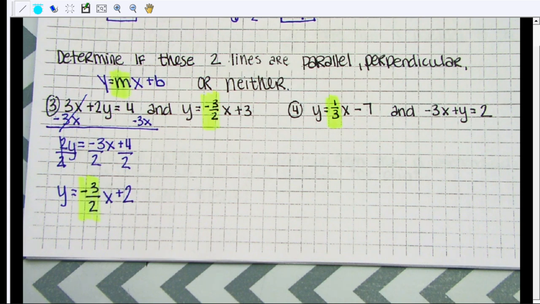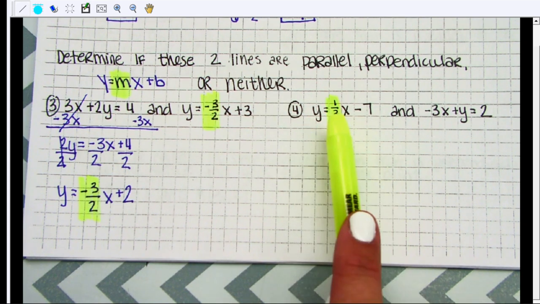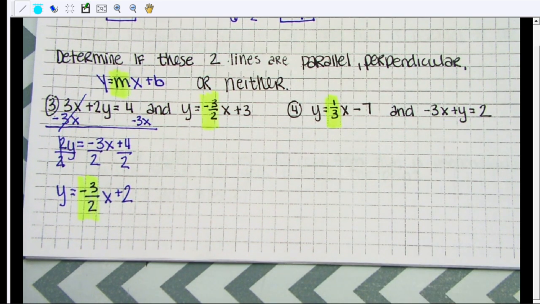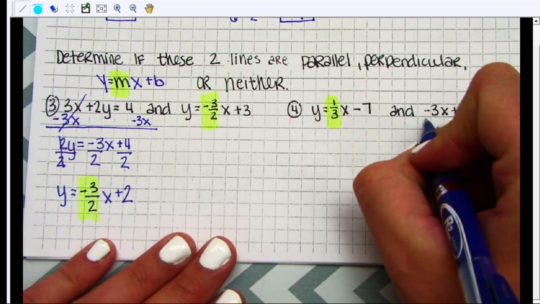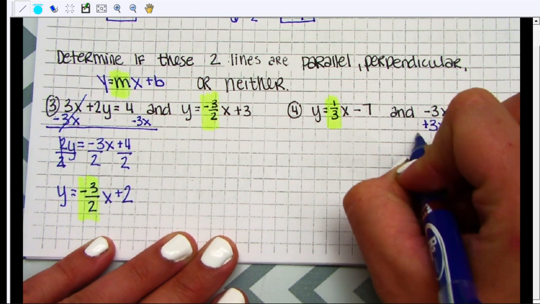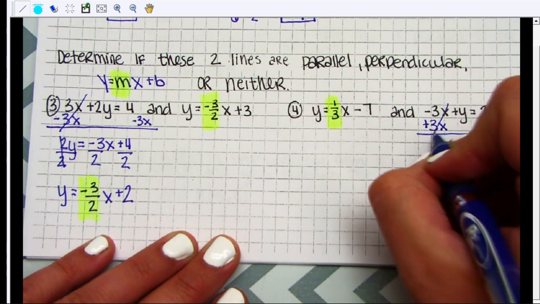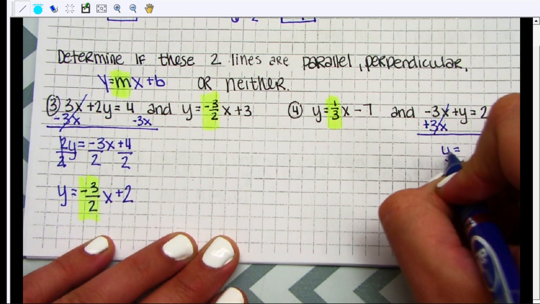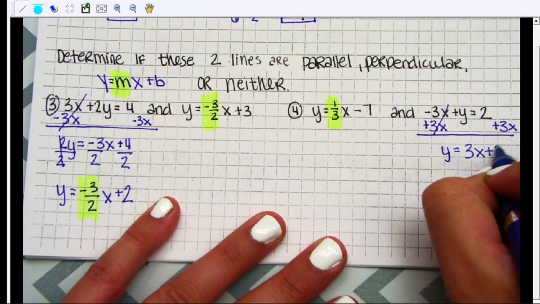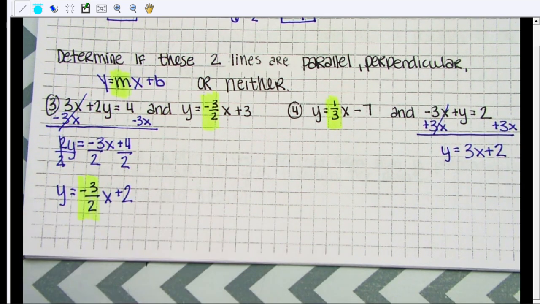Okay, on page 25, I got 1/3 as my slope. How do we identify slope here? Plus 3x. Do I put that underneath the 2? Nope. Good. We're doing really good with solving these. Y equals, what's the rest? 3x plus 2. What's my slope here?